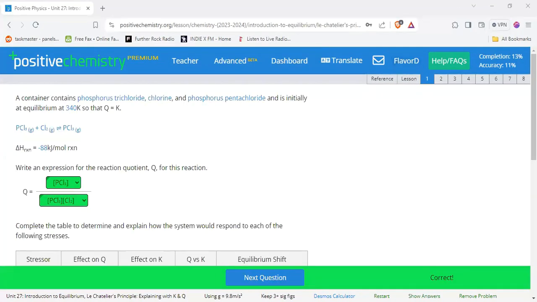Now I'm on explaining with K and Q, and this takes some actual explaining. Put on your thinking caps. Q is the K math, except done right at this moment, right now. It's a snapshot K. It's not done at equilibrium. I mean, I guess you could, but there'd be no point if you knew it was at equilibrium.